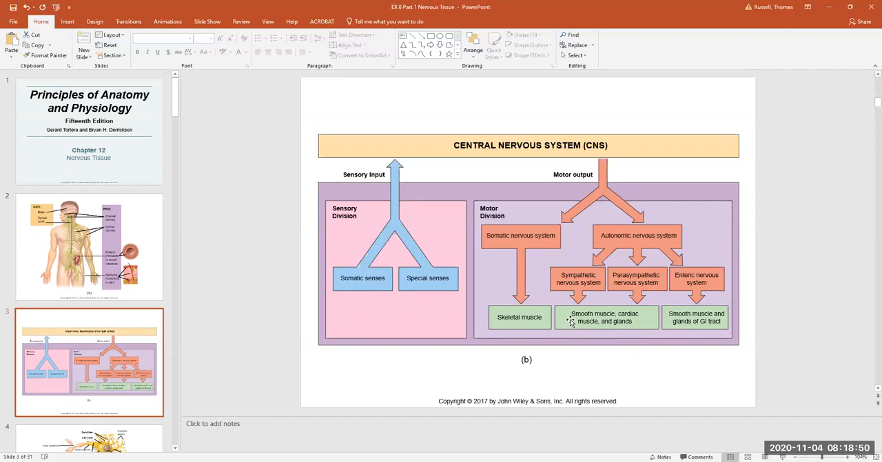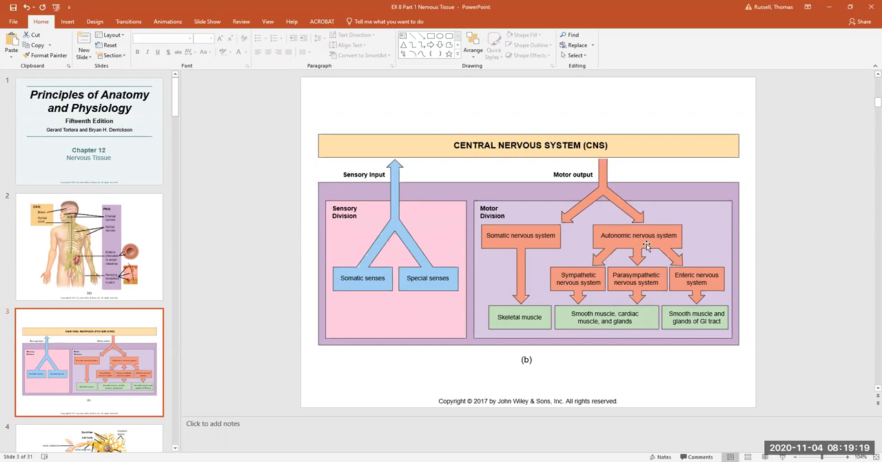But look at these effectors: smooth muscle, cardiac muscle, and glands in the body, and special smooth muscle and glands in the gastrointestinal tract of the digestive system. These are all unconsciously controlled effectors. So all effectors in the body, smooth muscle, cardiac muscle, and glands, we don't have conscious control over them. They're regulated by the autonomic nervous system.